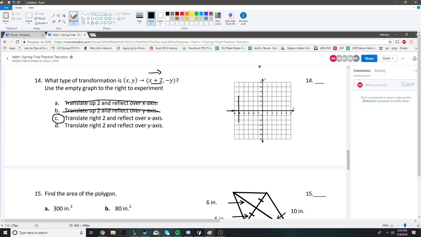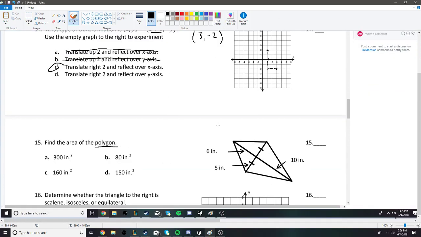You don't need the graph to do this. The graph is just there kind of like a tool to help. For example, if you took the point (1, 2) and plugged it in here, this would be 1 plus 2 for x, and then negative 2 for y, which would be (3, negative 2). So this point would be reflected over the x-axis and shifted right 2 spaces. C.